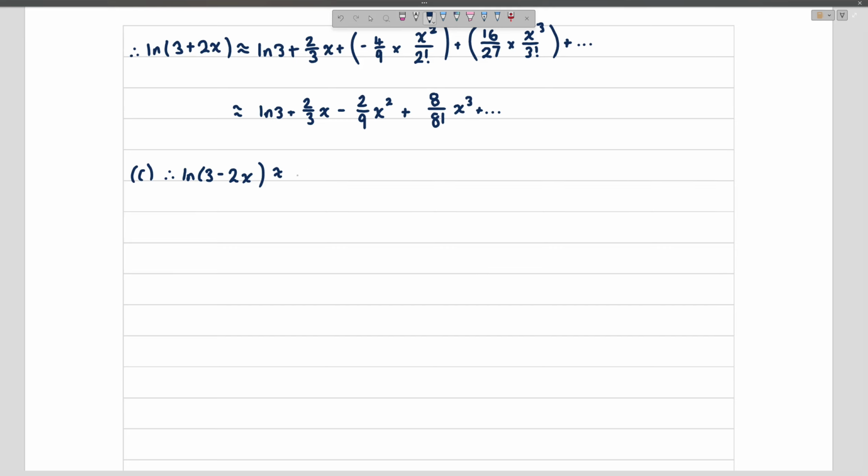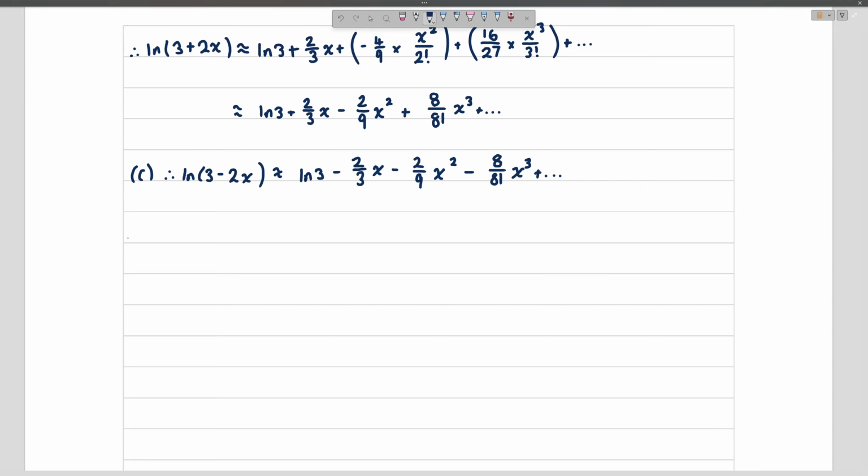So if we put that all together, what we get is ln 3. This now becomes negative, so minus 2 over 3x. This here doesn't change, so minus 2 over 9 x squared. And this here then changes to negative again because it's an odd power of x, so we get minus 8 over 81 x cubed there. Again, this will just keep going on and on. We're only concerned about going up to the term in x cubed. So that's absolutely fine for part C.